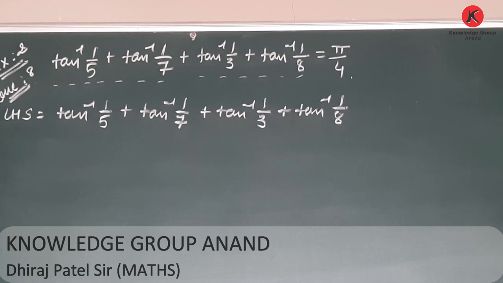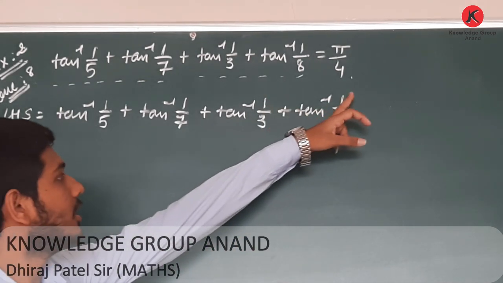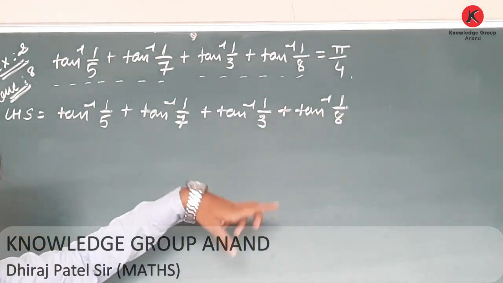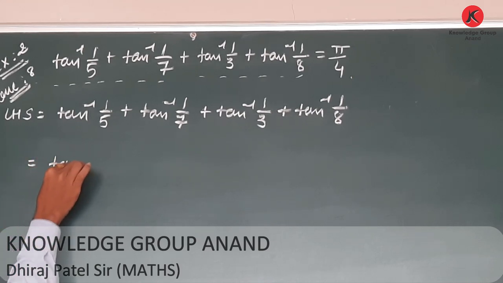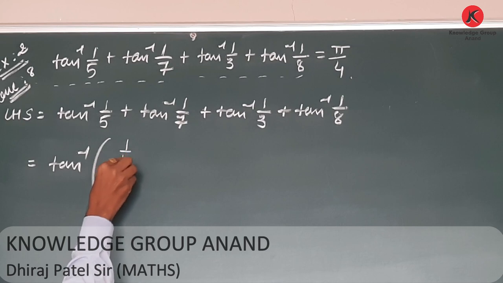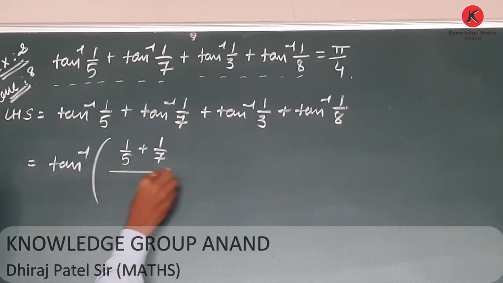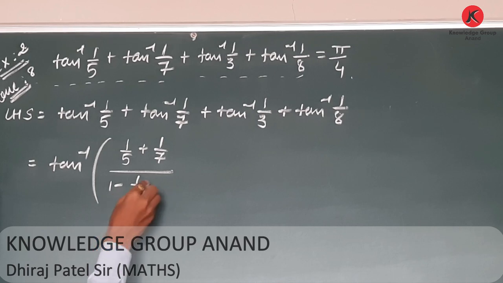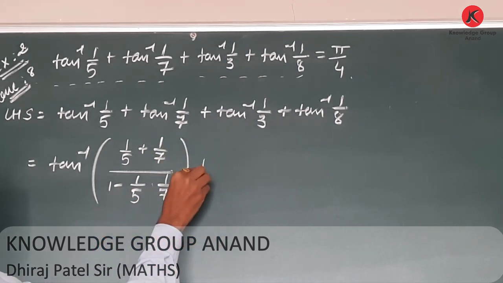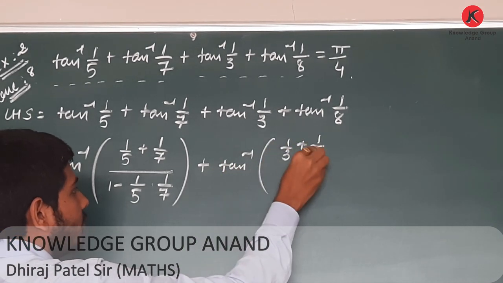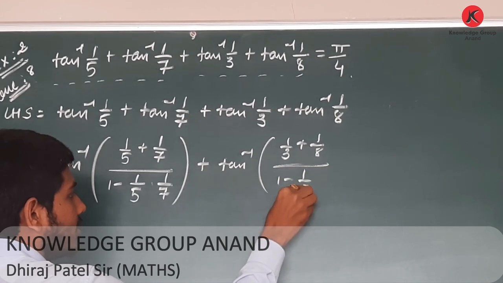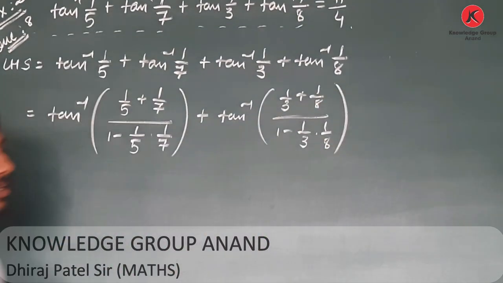So the formula is directly tan inverse x plus tan inverse y equals tan inverse of x plus y upon 1 minus xy. Same here, 1 by 3 into 1 by 8 is 1 by 24, which is also less than 1. So the same formula will be used here too. Apply the formula in both. Tan inverse of 1 by 5 plus 1 by 7 divided by 1 minus x into y, plus tan inverse of 1 by 3 plus 1 by 8 upon 1 minus 1 by 3 into 1 by 8.